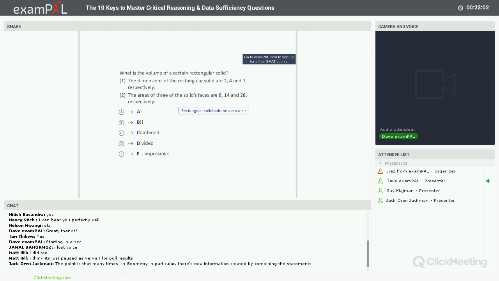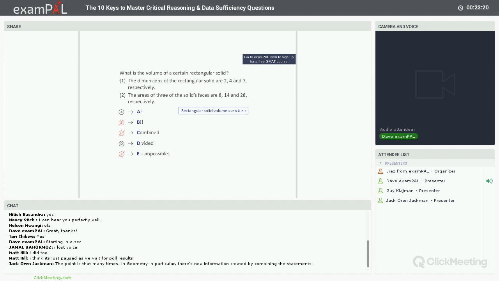Now let's look at the statements. Statement number 1: the dimensions of the rectangular solid are 2, 4, and 7 respectively. Well, this gives us all 3, right? A and B and C. So statement 1 is definitely enough. I'm going to rule out B, C, and E. That was easy.